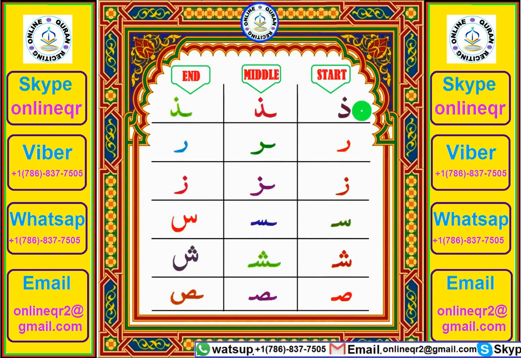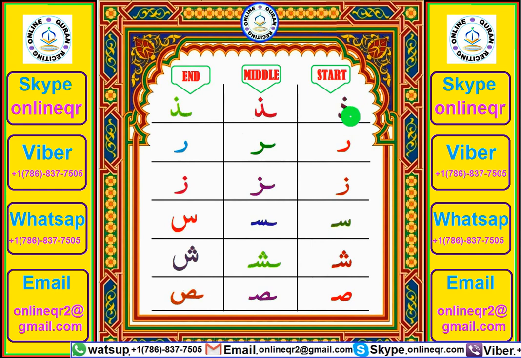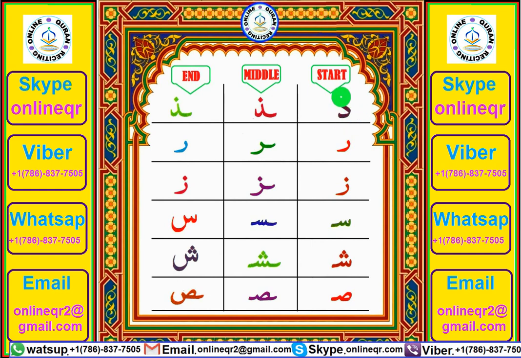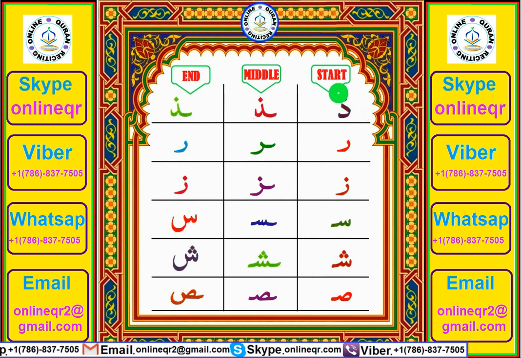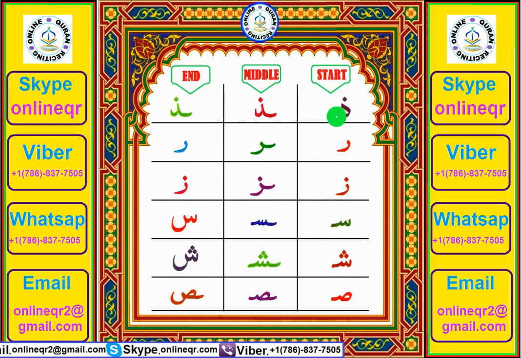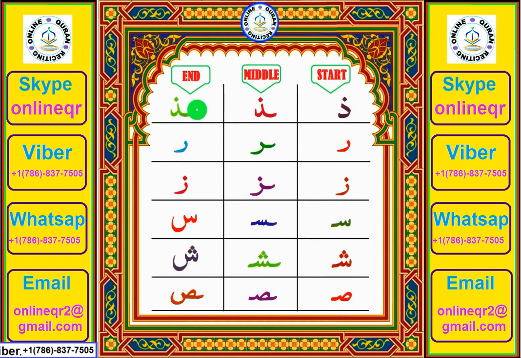This is Zal. When it is used in a sentence, this is the shape of start. In the middle, like this, and in the last, the shape of Zal, like this.